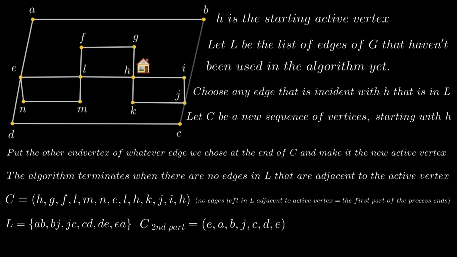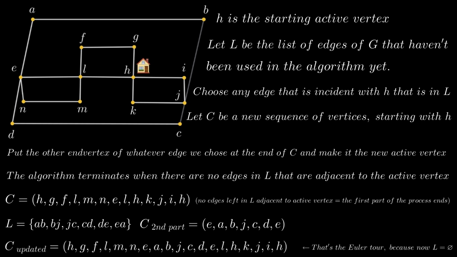So we're done. This second sequence, E, A, B, J, C, D, E, we put in our original sequence C, where E originally was. So now we have the updated sequence C, which is H, G, F, L, M, N, E, A, B, J, C, D, E, L, H, K, J, I, H. And that's your Euler tour right there. That's a path. And that's your answer. That's an Euler tour right there, my friends.